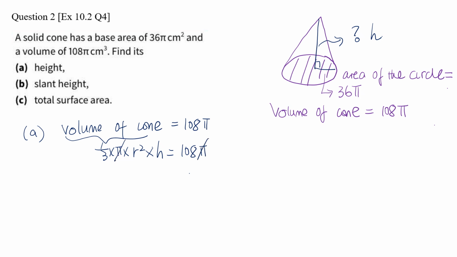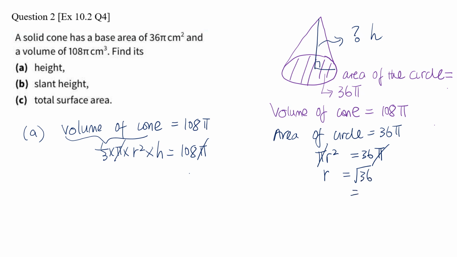Then we have a problem here, because can you see that we have two unknowns here? Your radius is unknown, your height is unknown. You can't solve an equation with two unknowns. So therefore, we need to find the radius first. To find the radius, we have to use the area of the circle. Area of circle, you're given to be 36 pi. The formula to find the area of the circle is pi r squared. So pi r squared is equal to 36 pi. Cancel away the pi. So r is the square root of 36, which gives you 6 centimeters. So you need to find the radius first.